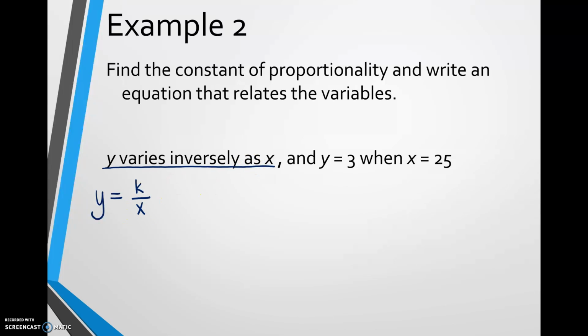Y equals 3 when x equals 25. What do you suppose we're going to do with this y equals 3? Put it in place of the y. And then that 25 is going to go on the bottom. Do we now have enough information to figure out what k is? What should we do? Times 25 on both sides. And 25 times 3 is? 75.